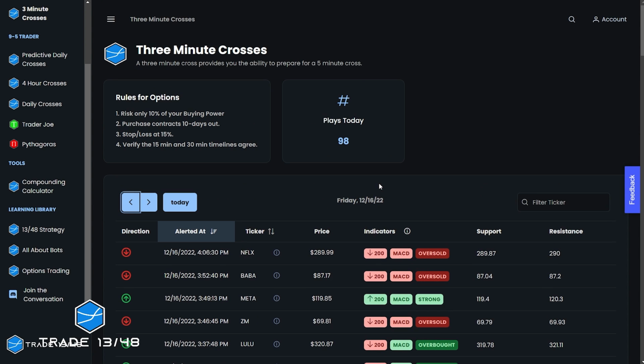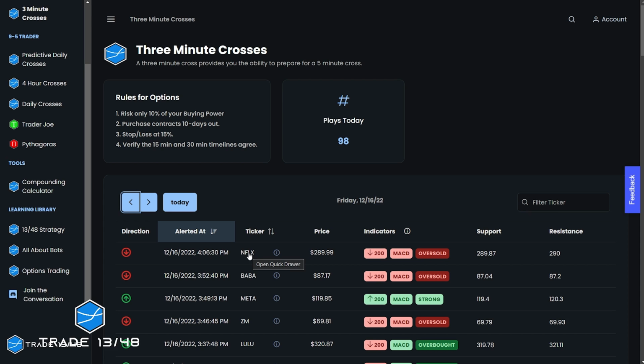Okay. So here we go. We have 3 minute crosses. This is the OG 1348 product. And here you can click on any ticker. For instance, Netflix. You click on Netflix and it's going to give you a drawer.